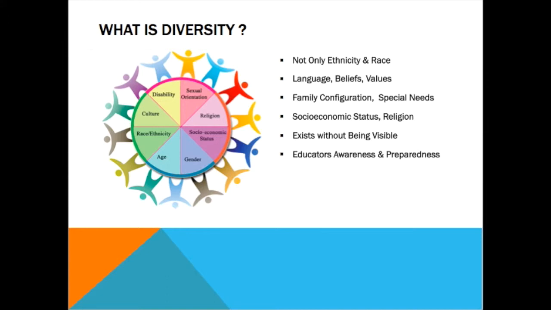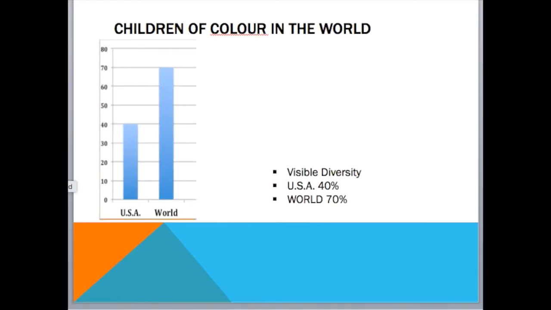In regard to visible diversity, in the United States, children of color make up about 40% of the population, and across the world, children of color make up approximately 70% of the population. Brinson, 2003.